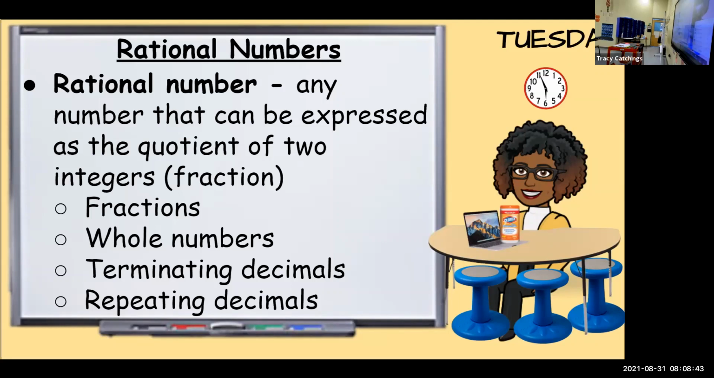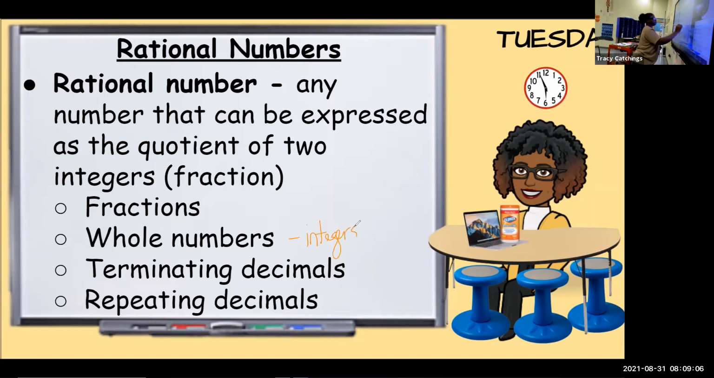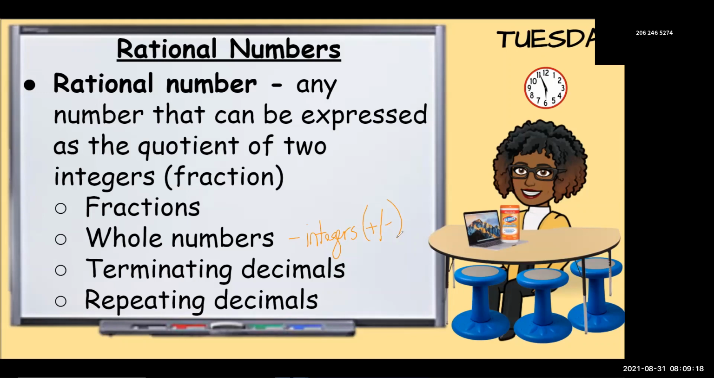All right, you may still be writing, and that's fine. It tells us a rational number is any number that can be expressed as the quotient of two integers. And what that means is as a fraction. I then gave us an example of different rational numbers. Those are any fractions that we see, any whole numbers that we see. I can also include integers, which are the opposites of whole numbers, or in other words, positive and negative numbers. And of course, terminating decimals and repeating decimals that we learned last week. Those are all examples of rational numbers.